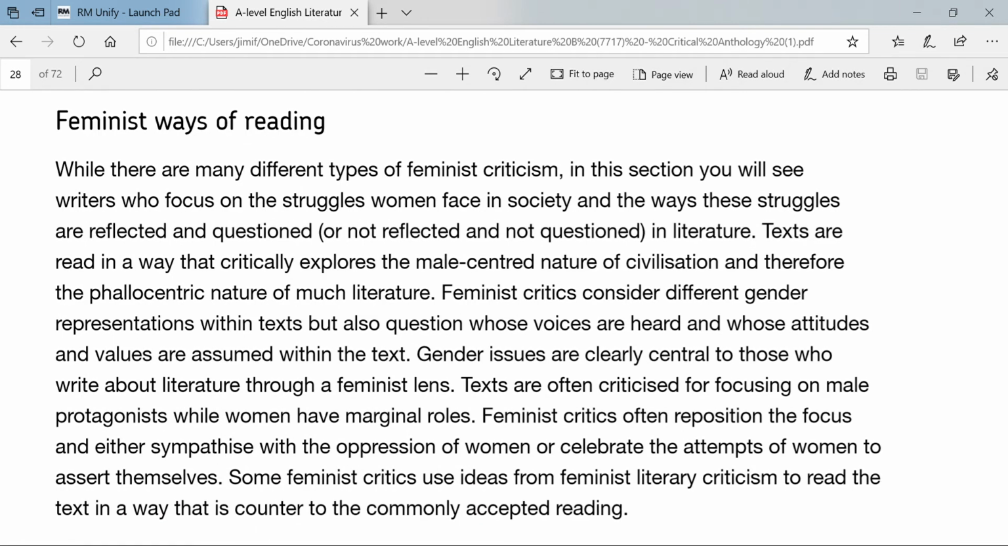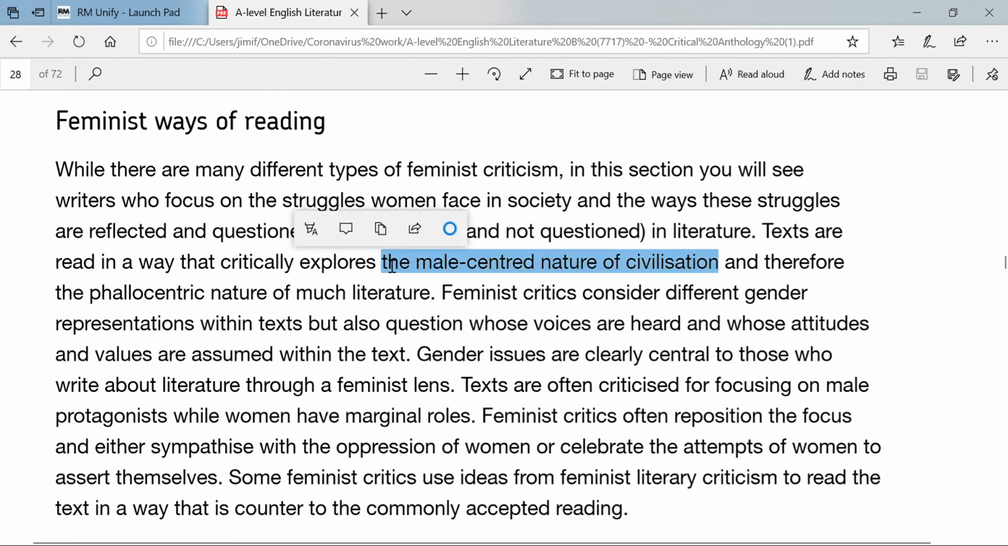So if we zoom in on this, literally and metaphorically, what I'm asking you to do is consider the following questions as you're looking at a piece of literature, whether that be a poem or a novel. Does the text focus on the male-centered nature of civilization? Is the text inherently male or is it female? Does it matter if there's a male poet or writer or a female poet or writer? Does that have an impact?